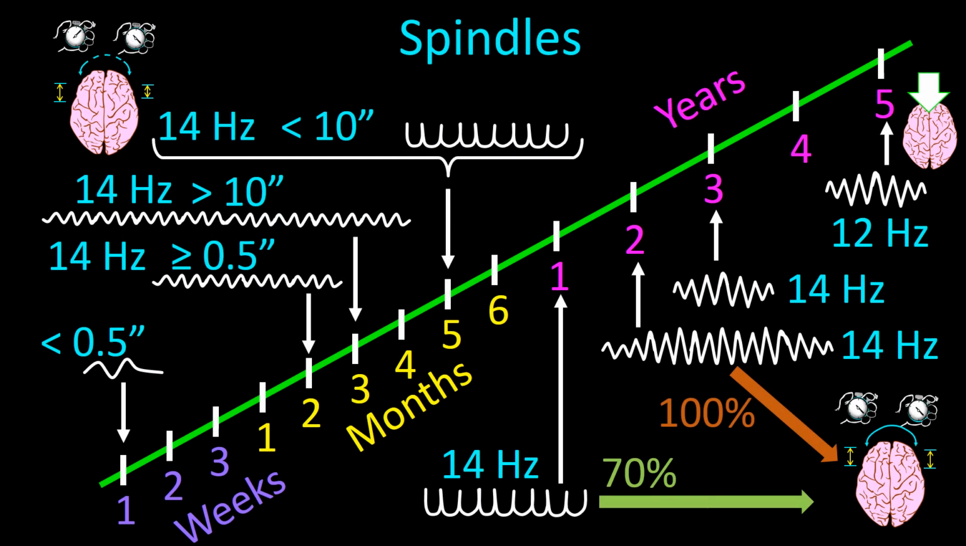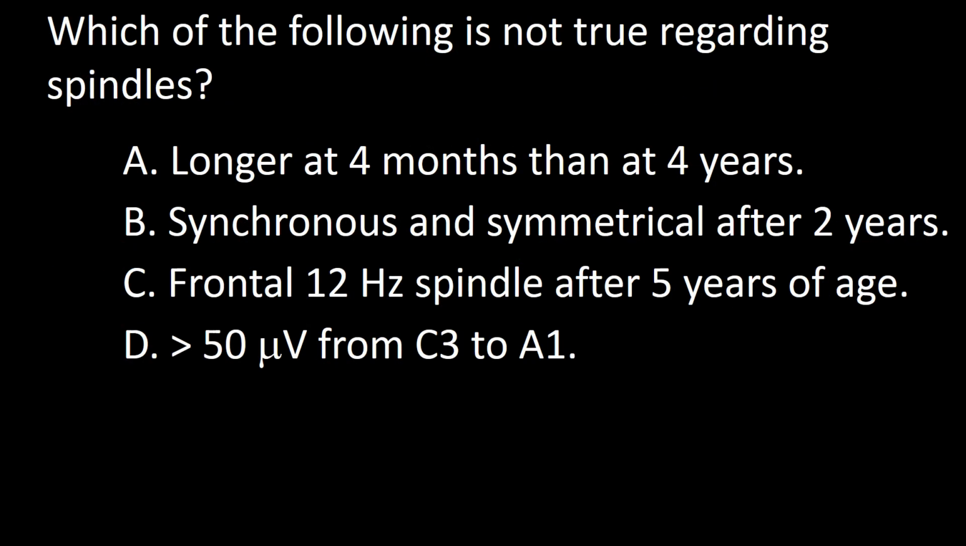By 5 years, the frequency of some of the spindles may be 12 Hz, and they are of short duration and frontal localization. These slow spindles are not found after 12 years of age, according to some authors, although others describe them well into the late teenage years. So the answer to this question is D.